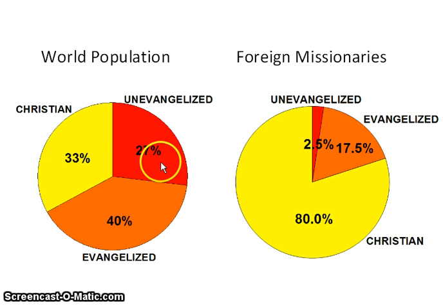Still unevangelized or unreached is almost a third, just under that. There's another 40% that are evangelized, but they are not Christian yet. That is to say that the gospel message has been preached to them. Then the other graph over here, a pie chart, shows the proportion of foreign missionaries.